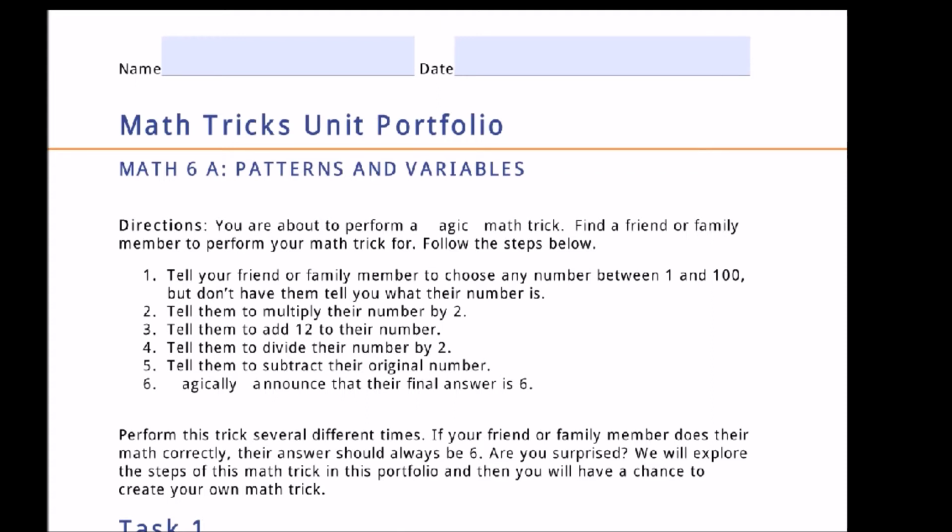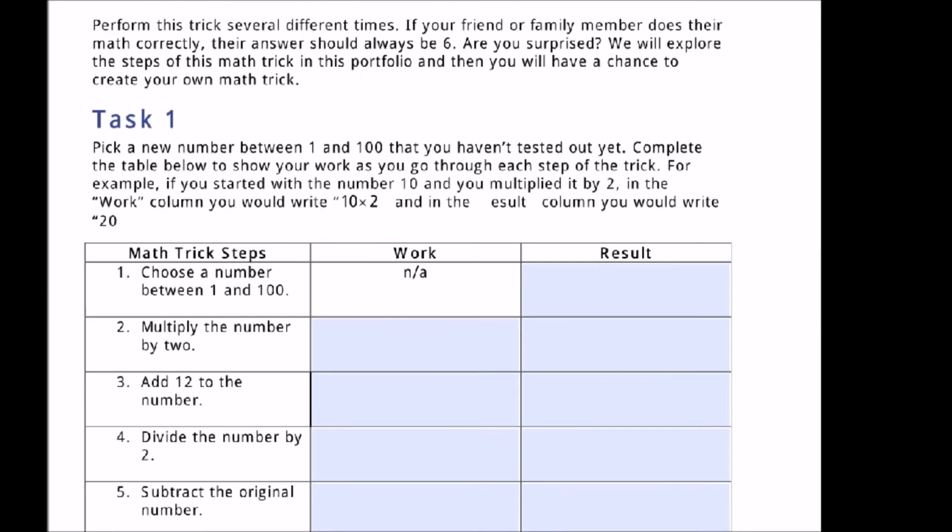Alright, so our directions here is we're going to perform a magic math trick. We're going to choose a number between 1 and 100. Then we're going to multiply by 2, add 12, divide by 2, subtract the original number, and the answer should be 6. So let's show you how to do this.